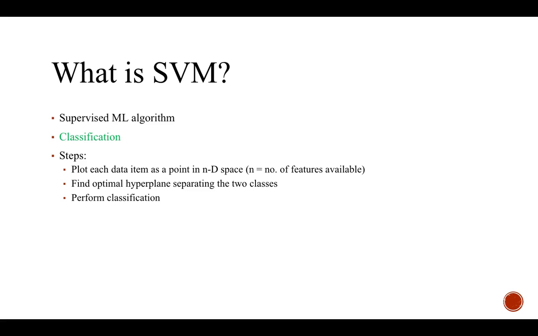What is SVM? It's a supervised machine learning algorithm that involves classification. The steps are to plot each data item as a point in N-D space, where n equals the number of features available. Then we find the optimal hyperplane separating the two classes, and we perform classification.